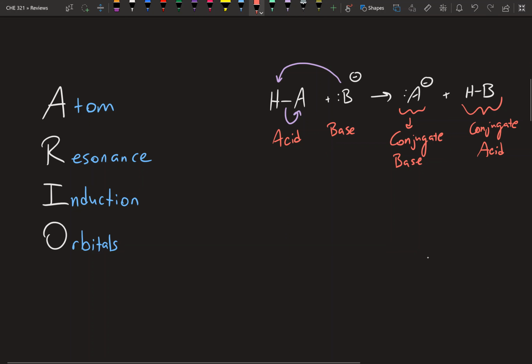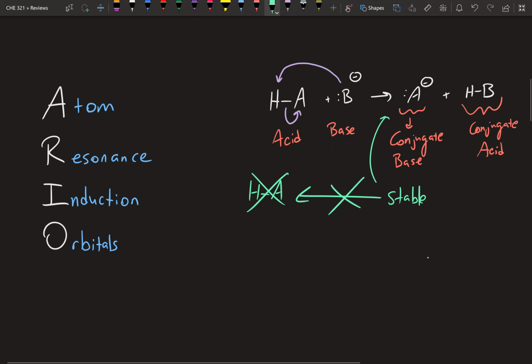All right, and what drives acid-base reactions, or what makes something acidic, is the stability of the conjugate base it forms when it gives up the proton. So if I have an acid that when it gives up a proton is extremely stable, then it is going to be a very strong acid, because it wants to be more stable. And if the conjugate base is stable, it will not react again to form the acid.